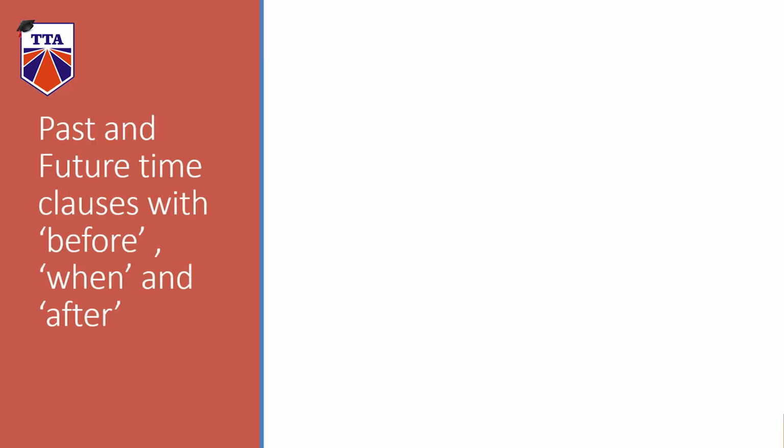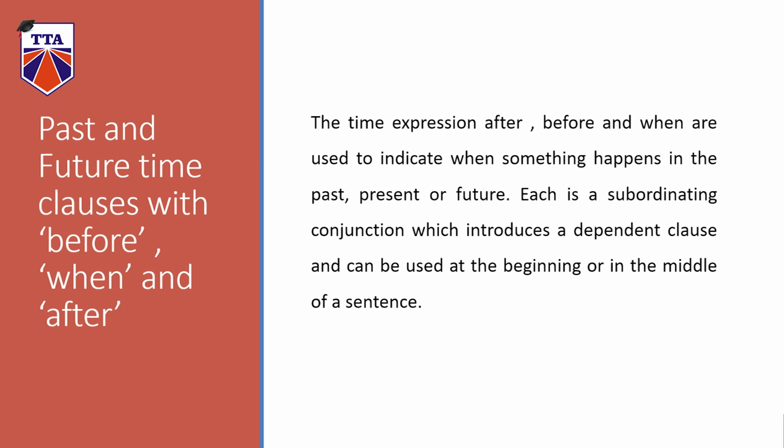Now we are done with the usage of time words, and now we will discuss past and future time clauses with before, when and after. The time expressions after, before and when are used to indicate when something happens in the past, present or future. Remember, each is a subordinating conjunction which introduces a dependent clause and can be used at the beginning or in the middle of a sentence.